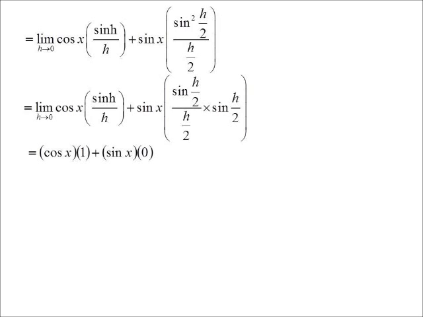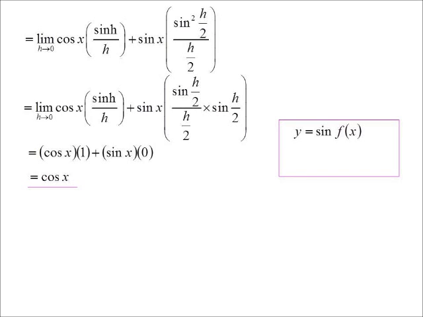So I've ended up with cos x times 1. We know the limit sine h on h is 1. The other limit becomes 0. And there it finally is. The derivative of sine x is cosine x. Now, we don't obviously have to go through that process every single time. We can just say, well, we know the derivative of sine x is cosine x.